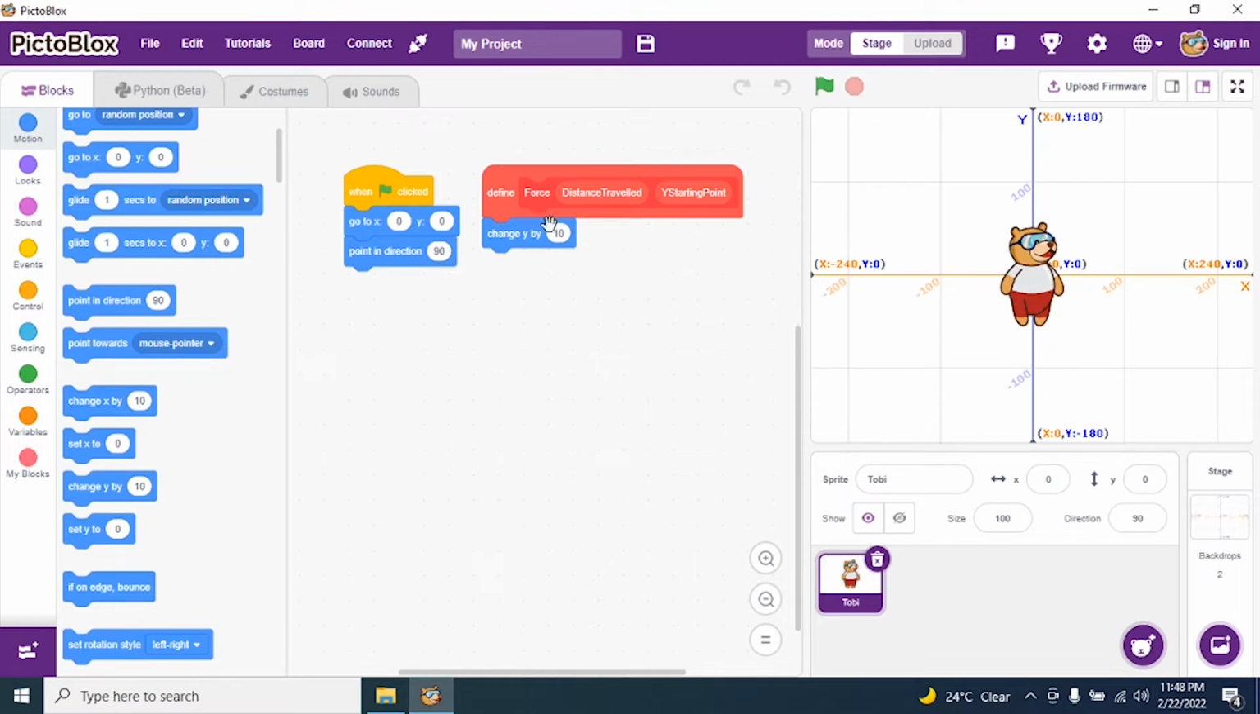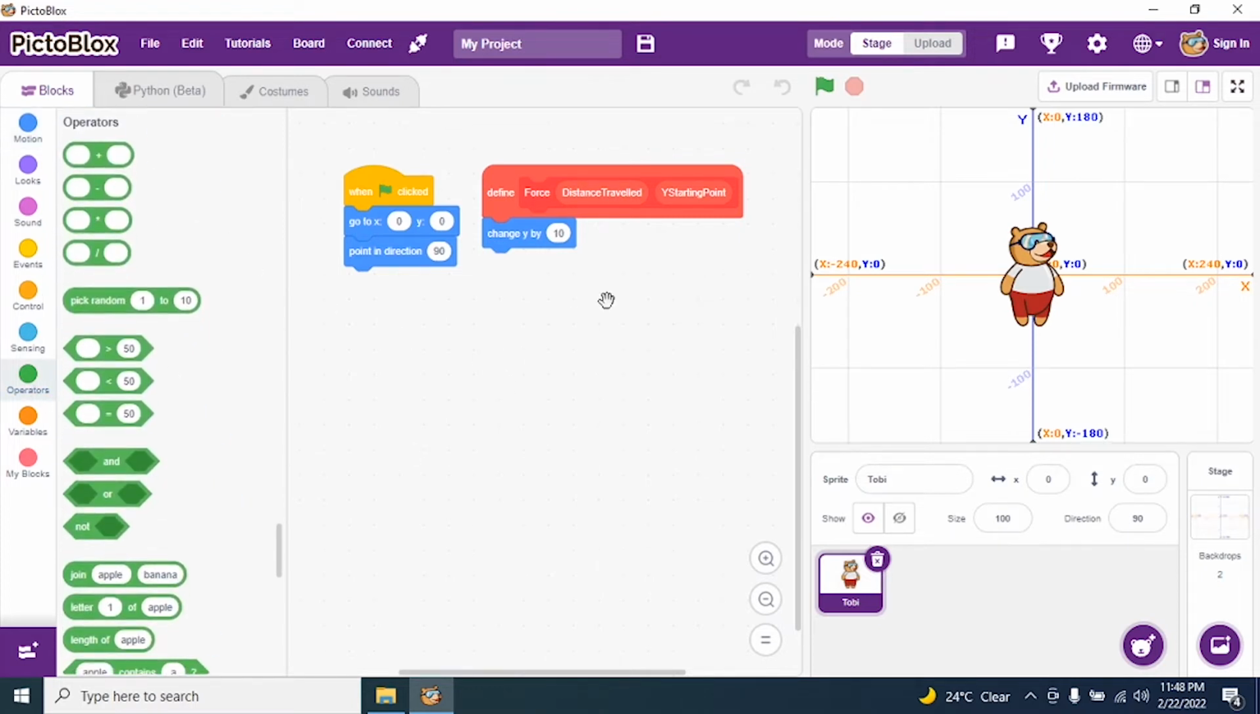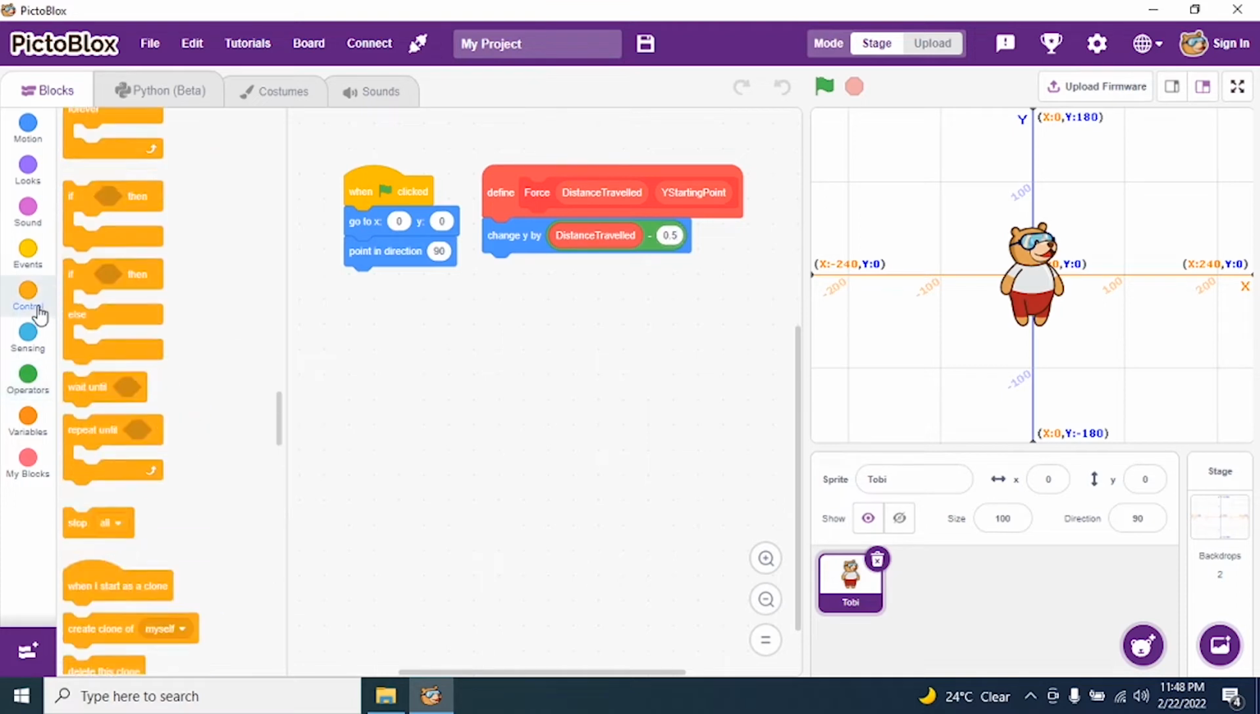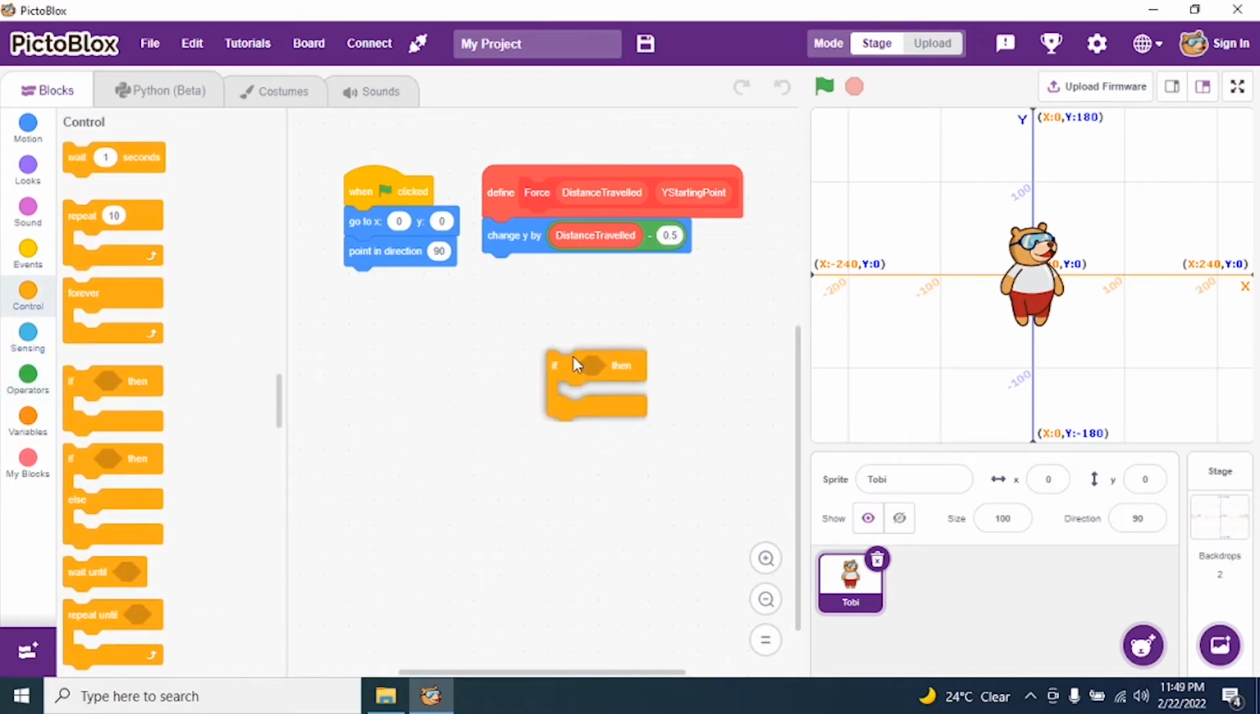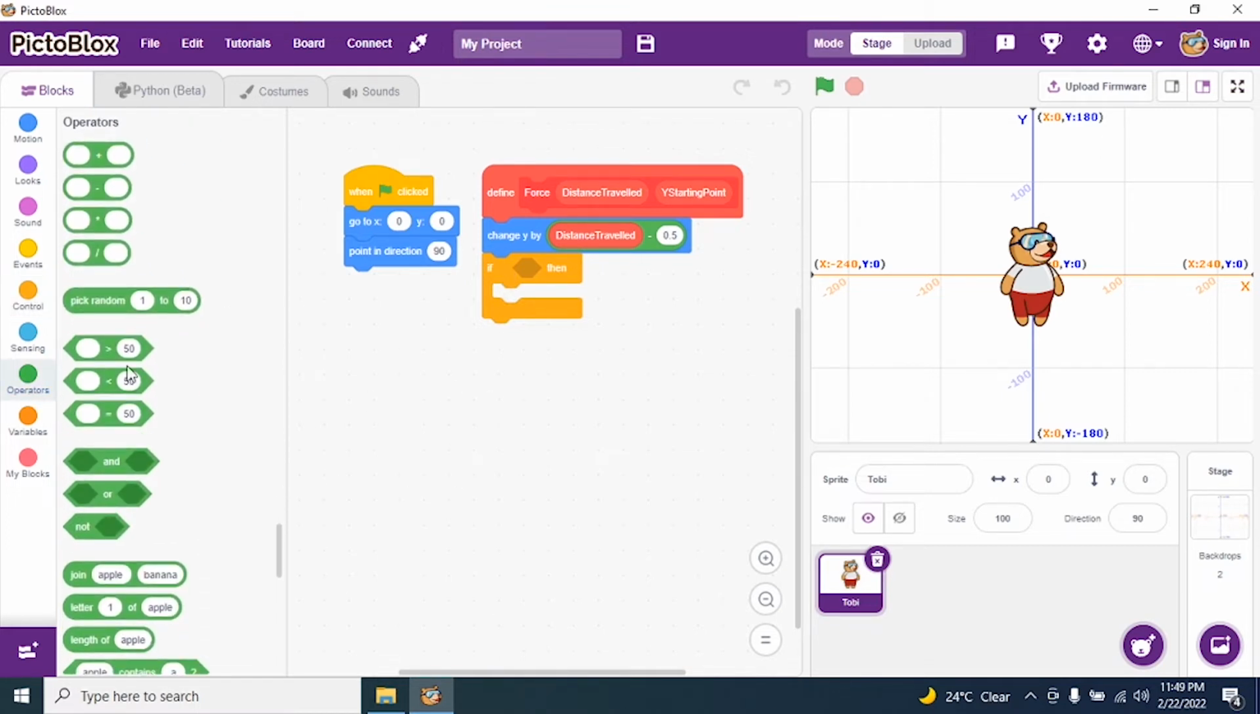I don't want to give my own value, so I will use an operator. I will use the minus operator, and I say distance traveled minus 0.5. What is 0.5? We will come to it later on. Then we go to control and I give an if option, and I search for a less than in operator.